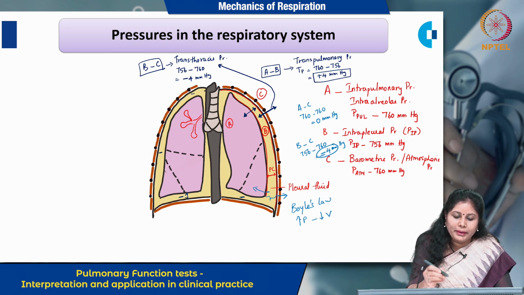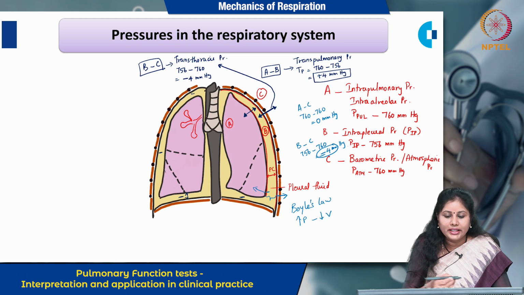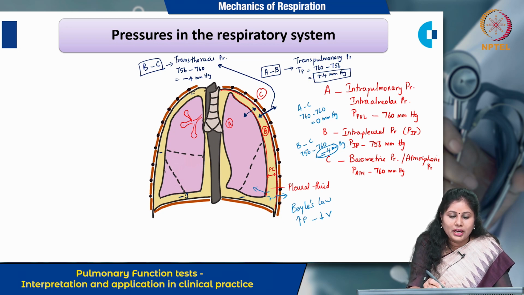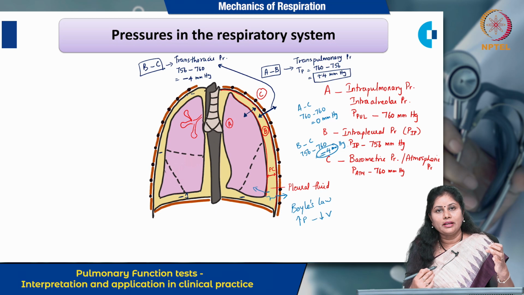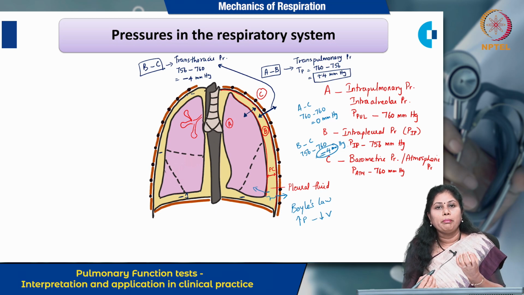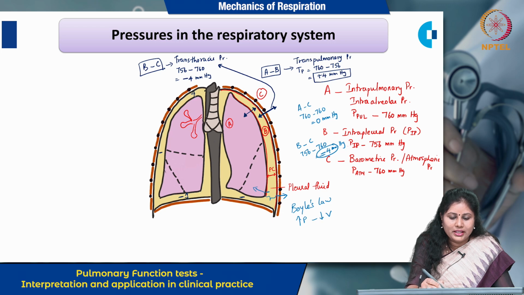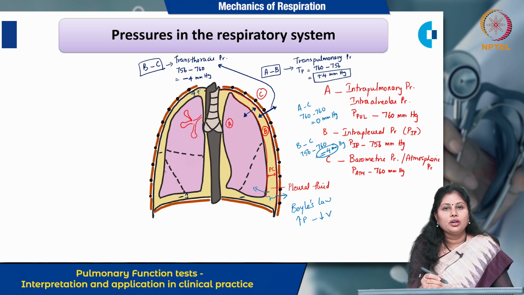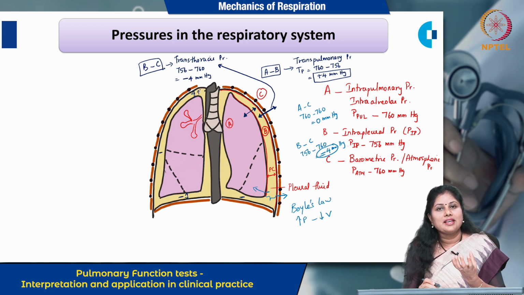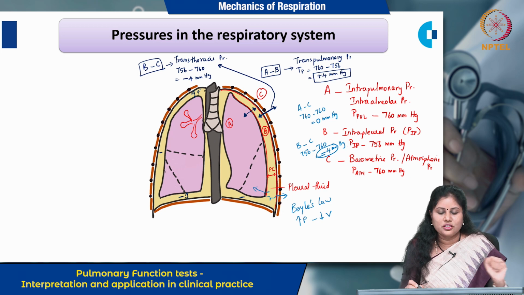Whereas in the apex, when a person is standing, the parietal pleura and the visceral pleura are farther apart, because the visceral pleura, by the effect of gravity, is pulled downwards and the space increases. Because of that, the cavity size increases and it becomes more negative. So these are the factors that affect the pressures in the respiratory system.